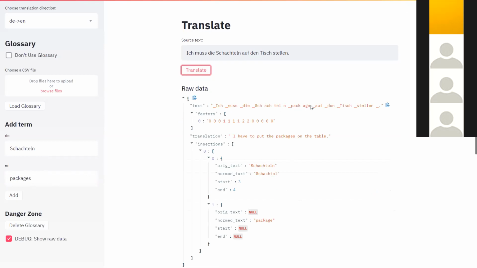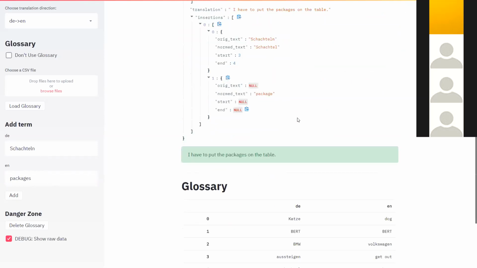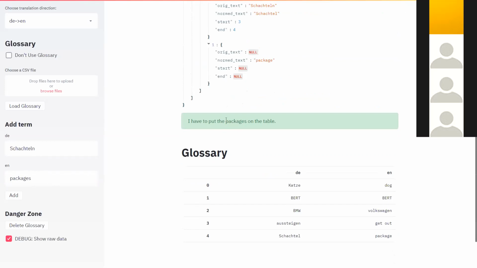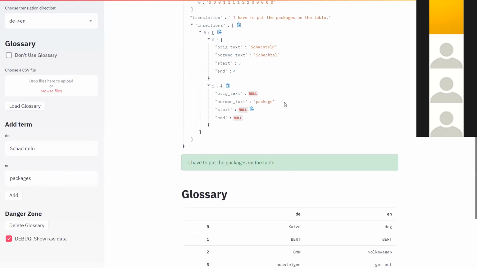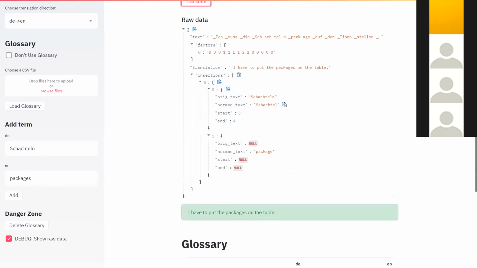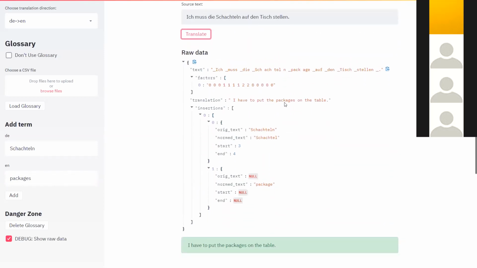Okay, it does include it in its input. And yeah, there's the new translation using packages instead of boxes. Cool. I do have a question regarding the metrics.